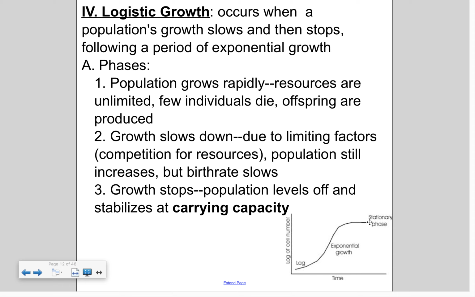stationary phase. And the reason for that is that, well, first off, we see this very fast growth because resources are unlimited, offspring are produced, but then it starts to slow down due to limiting factors. Maybe there's competition for resources as there are more individuals, but the birth rate will slow, and when it plateaus or levels off, we call this the carrying capacity. The carrying capacity is the amount of individuals that that ecosystem can support.